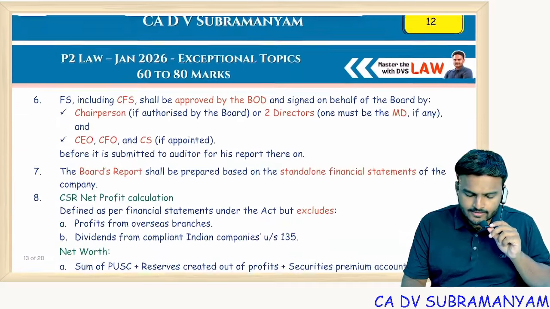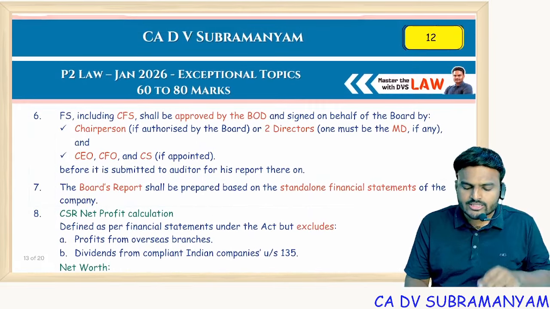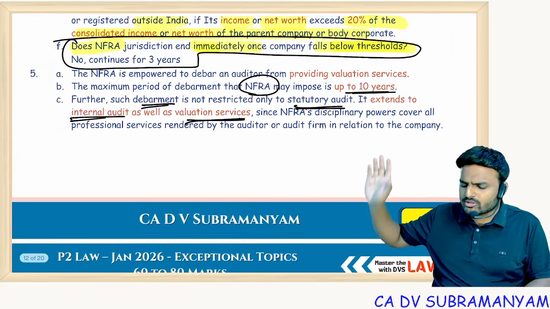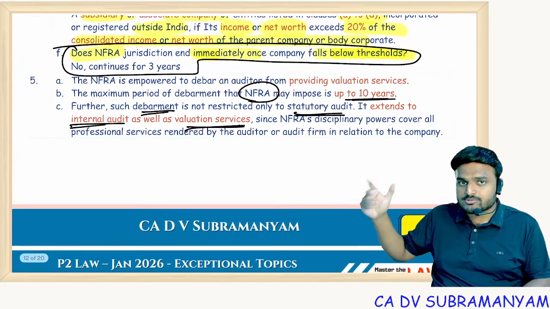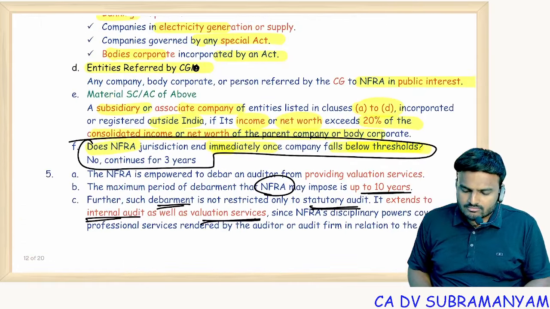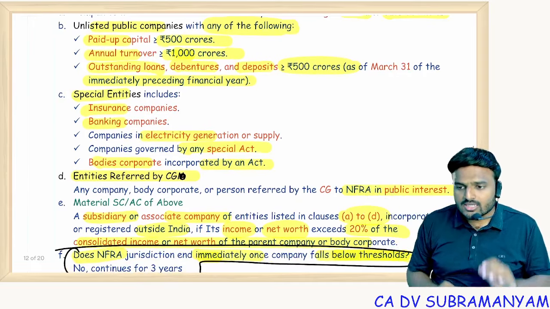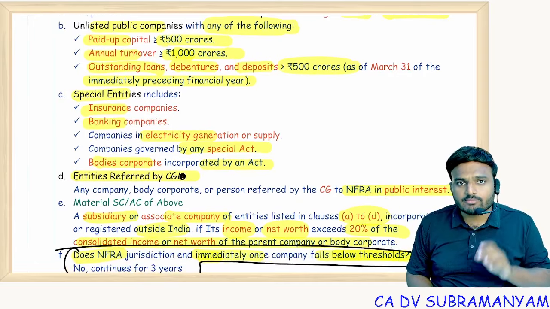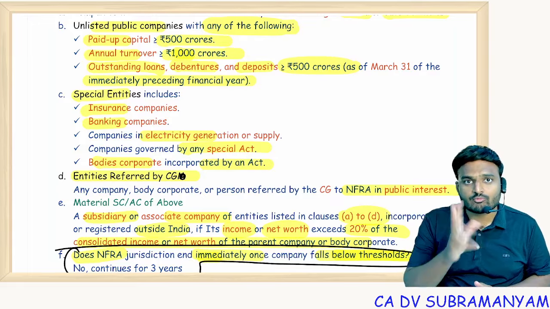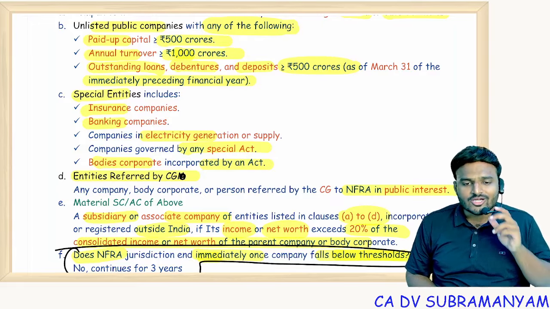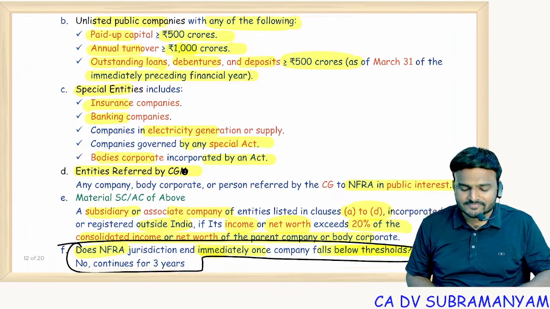Next, financial statements including CFS. That is all about the exceptional points of NFRA. If you ask me, go through these limits once. The last 2 items: in May 25 and September 25, the duties of NFRA question came twice. That point was tested consecutively.